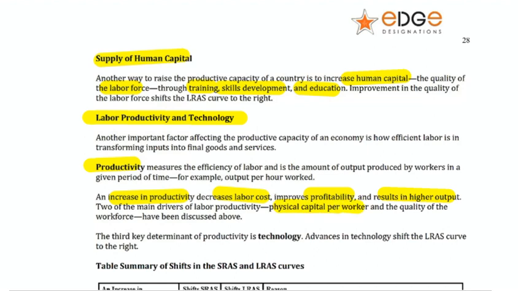What are some of the key drivers of productivity? Physical capital per worker and the quality of the workforce, which we have spoken about already. Another key determinant, the third element, is technology. If you can improve your technology, you can get your long run supply curve to shift to the right.